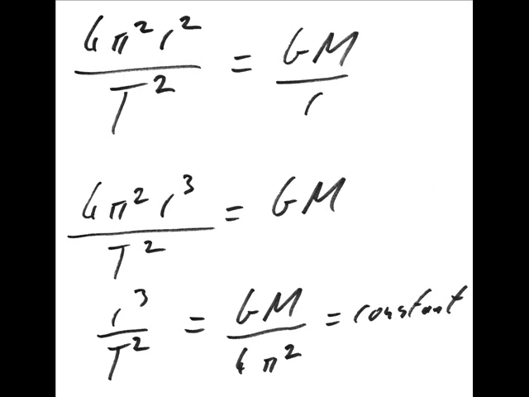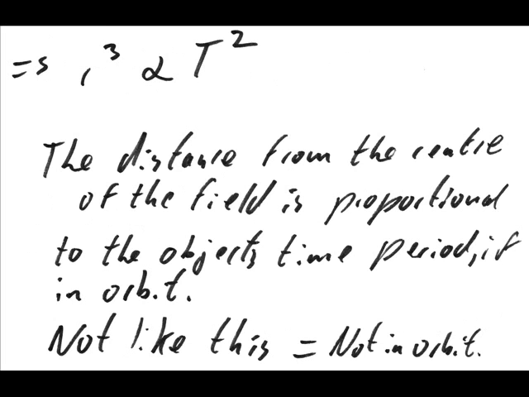G, M and pi are all constants, so we can see that r cubed over t squared is also a constant. So either r equals the cube root of t squared GM divided by 4 pi squared, or t equals the square root of r cubed times 4 pi squared divided by GM.